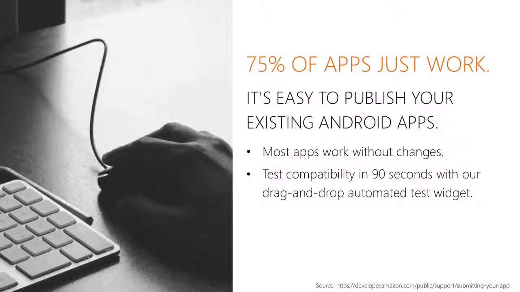I'm going to show you how fast and easy it is to publish your Android app on the Amazon App Store. This is especially true if you have an existing Android app, since most can be submitted as is without any code changes. More than 75% of the apps we've tested just work. You can verify compatibility for yourself in just 90 seconds using the drag-and-drop automated test widget on our website. It will identify issues and provide specific instructions on how to correct them before submission.